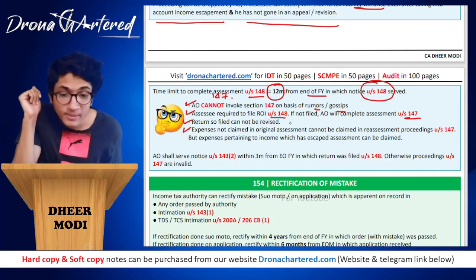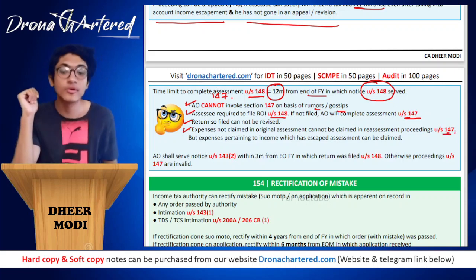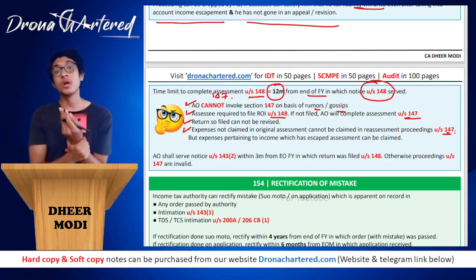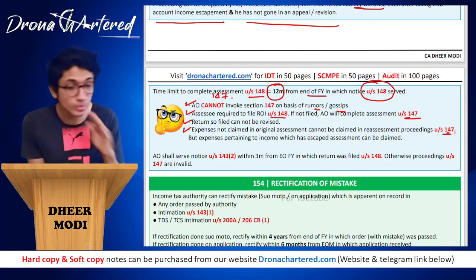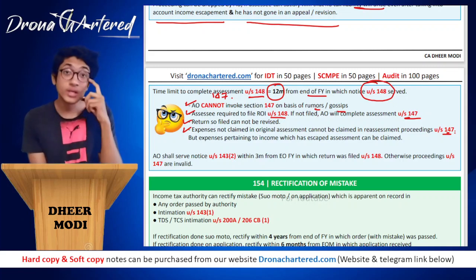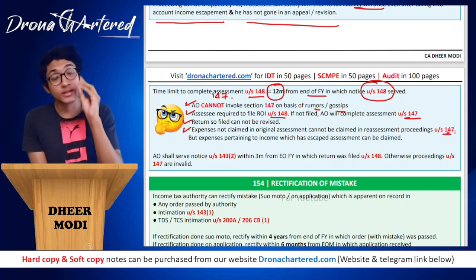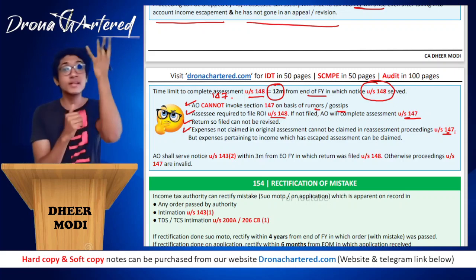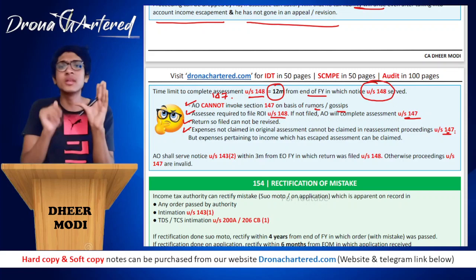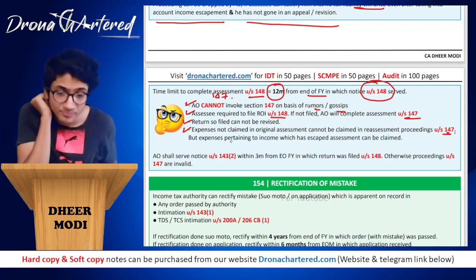Expenses not claimed in the original assessment cannot be claimed in reassessment proceedings under section 147. Any expenses that you had forgotten or had not claimed in the original, you still cannot claim those. The income tax department is only interested in increasing your income. They do not want to give you any extra deductions.